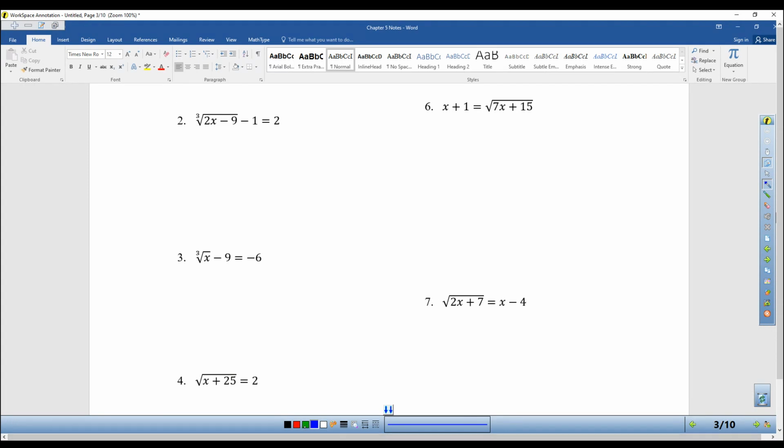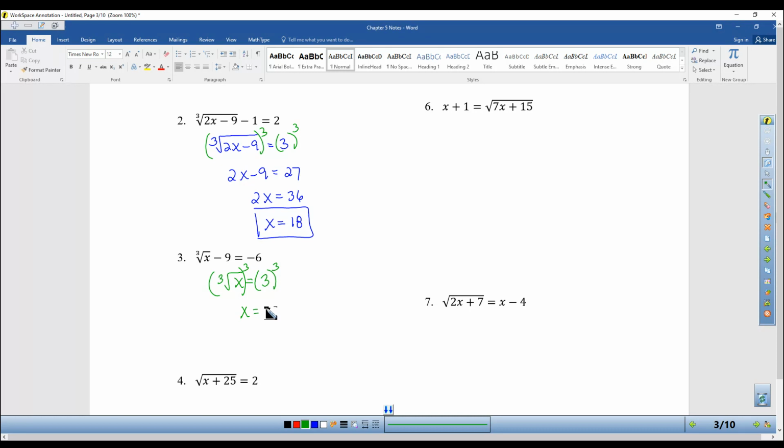Number 2, first I'm going to add 1 to both sides, which gives me the cube root of 2x minus 9 is equal to 3. Then I'm going to cube both sides. That's how you undo a cube root, which gives me 2x minus 9 is equal to 27. I add 9 to both sides, which gives me 36. And I divide by 2, which leaves me with 18. On the next one, I add 9 to both sides, which gives me 3. I cube both sides, and I get x is equal to 27.